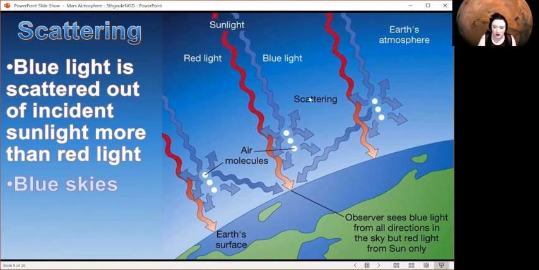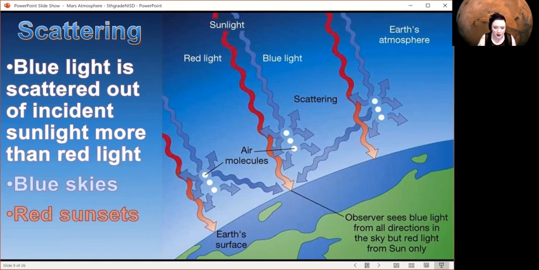And so it's going to bounce in all sorts of different directions. And it's going to bounce off another molecule, another molecule, another molecule. And that's why the sky looks blue. And then we have the red light that's not being bounced around so much. And so if you're looking in the direction of the sun, you also get redness towards the sun.